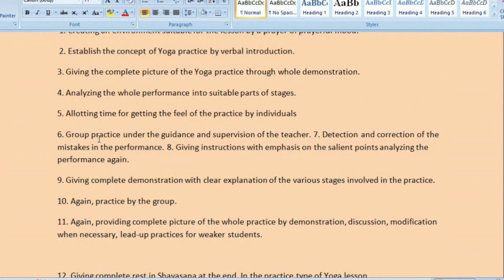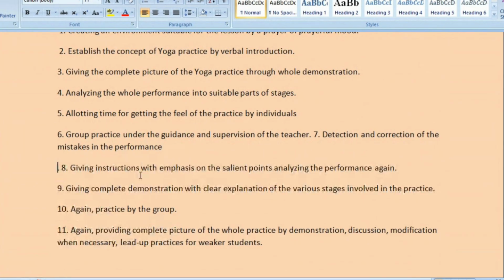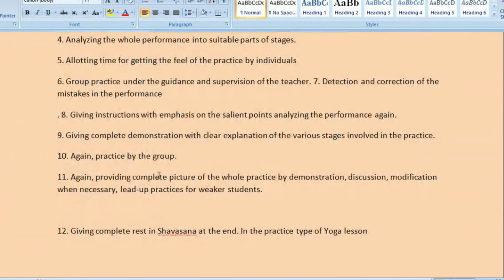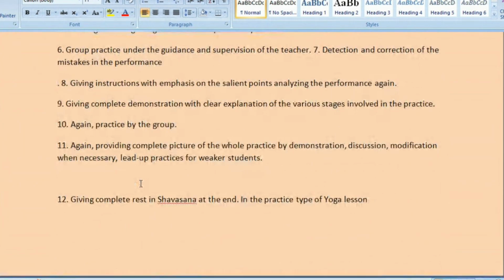Sixth point, group practice under the guidance and supervision of the teacher. Seventh point, detection and correction of mistakes in the performance. Eighth point, giving instruction with emphasis on the salient points, analyzing the performance again. Ninth point, giving complete demonstration with clear explanation of various stages involved in the practice.